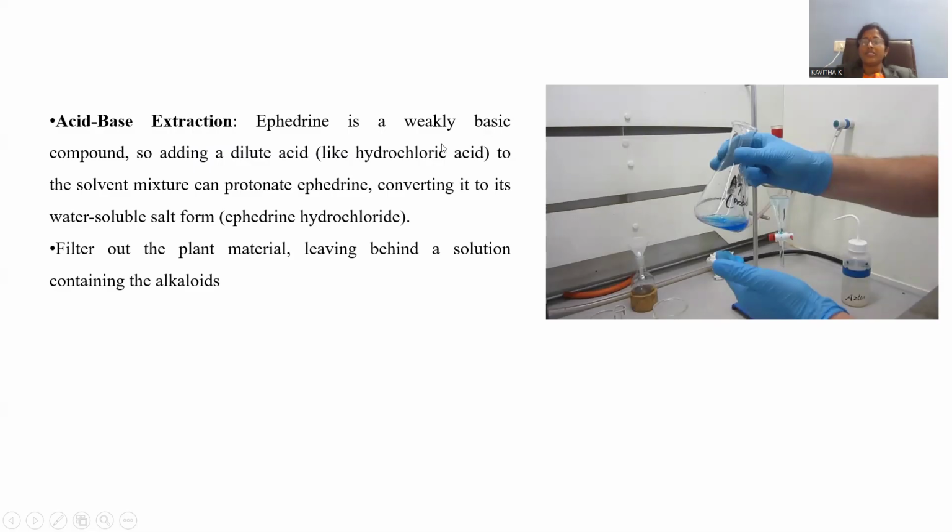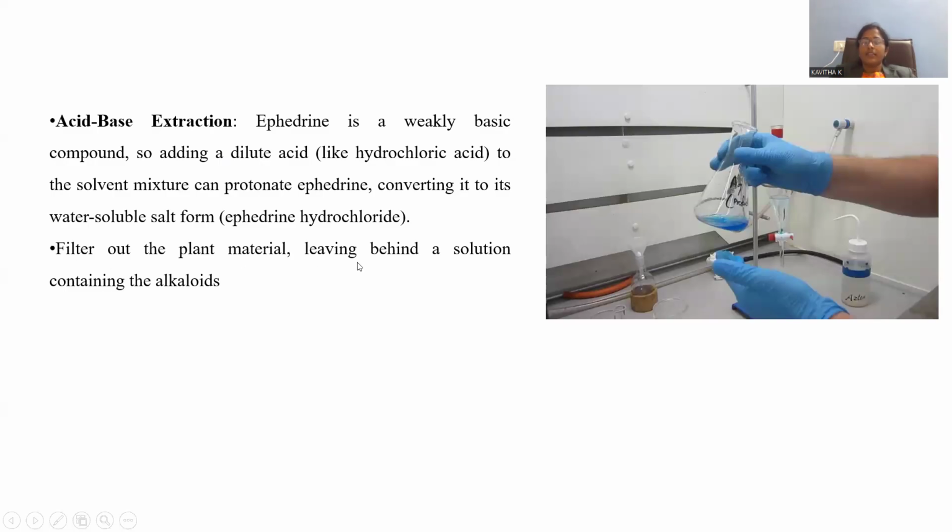Whenever a basic compound is added with this hydrochloric acid, what happens is that we are making it into a neutral one. If excessive hydrochloric acid is added, a salt form will be generated, which is recorded as ephedrine hydrochloride. So this is the way acid, that is dilute hydrochloric acid, should be added in order to convert the liquid into a solid form, that is, into a salt form.